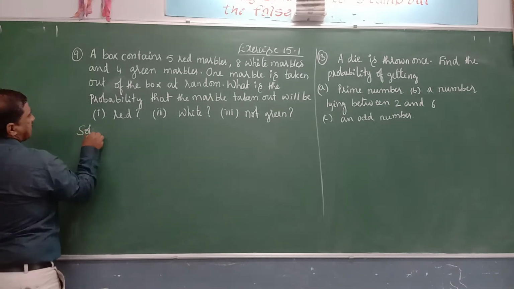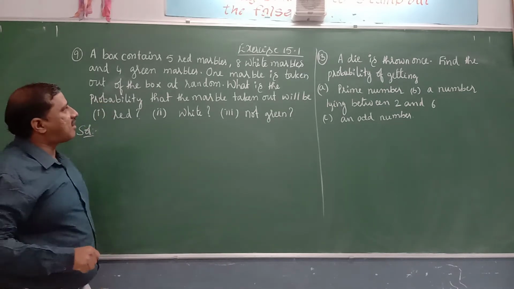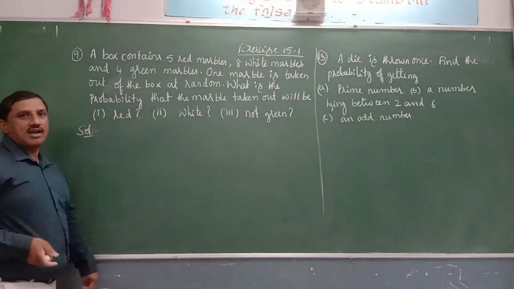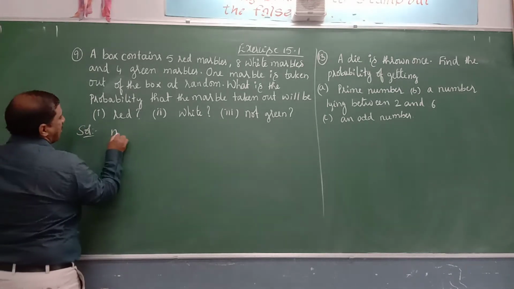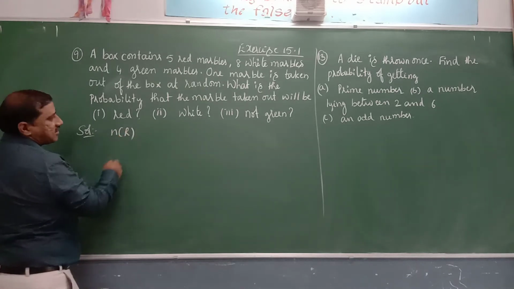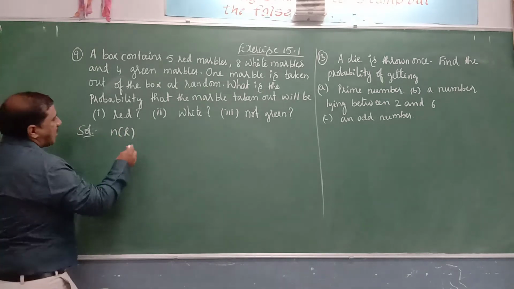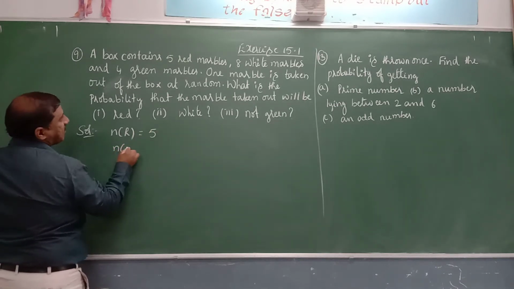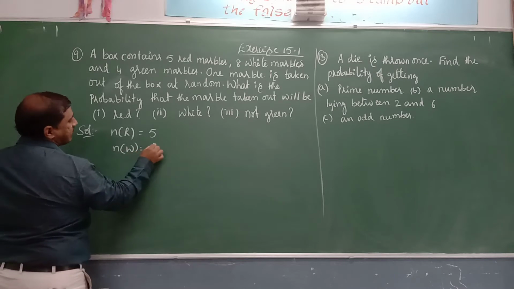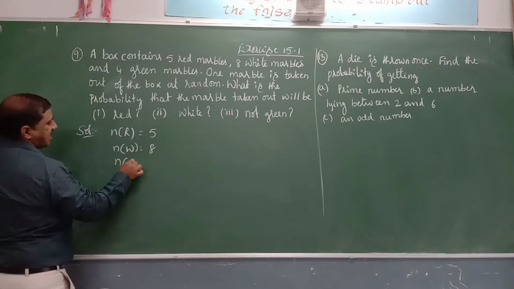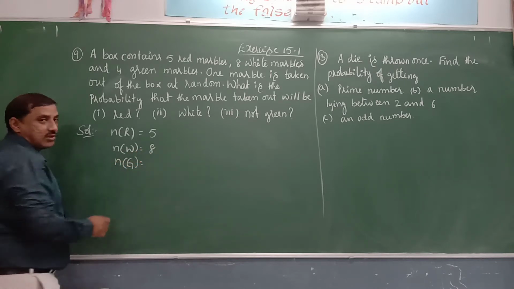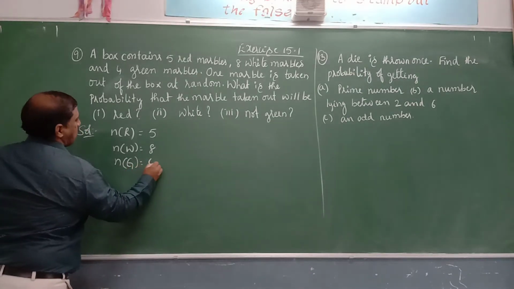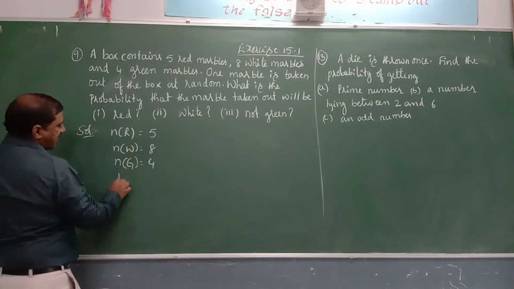So here I am taking R for red marbles, W for white marbles and G for green marbles. So N of R means number of red marbles, N of R is equal to 5. Similarly, N of W, that is number of white marbles, is equal to 8. And N of G, number of green marbles, is equal to 4.